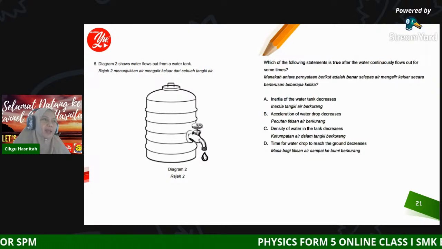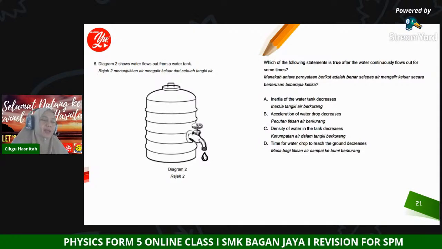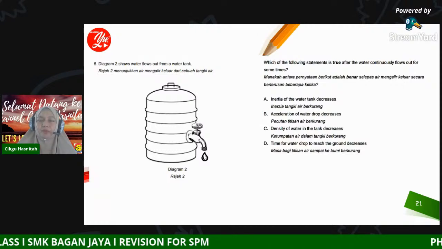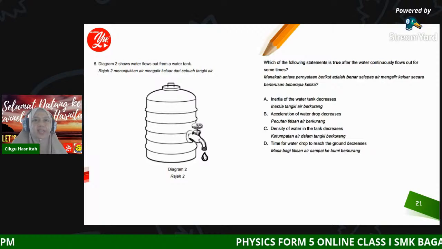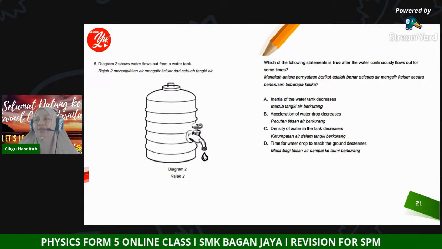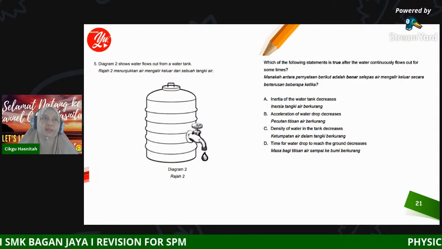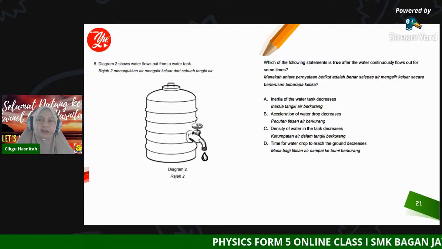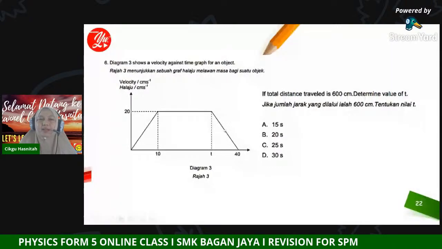Penang MPSM, which I already placed in my Telegram group. So those who are joining my group, you can get this from there. But in the marking scheme, the answer is given as A, inertia of the water tank decreases, which is incorrect. This has nothing to do with inertia. The answer is B, acceleration of the water decreases. All right.